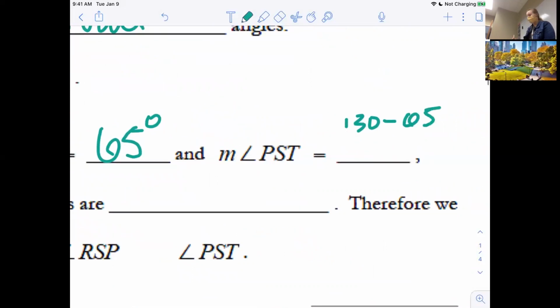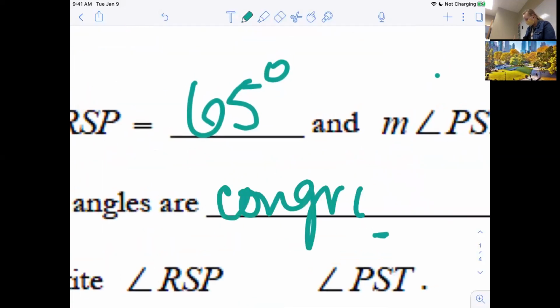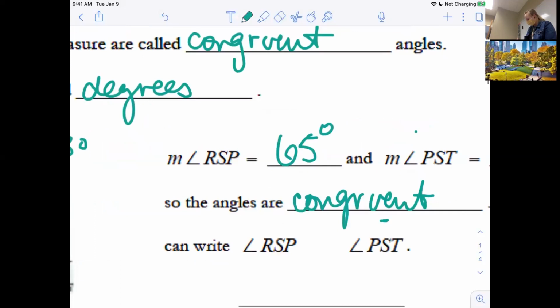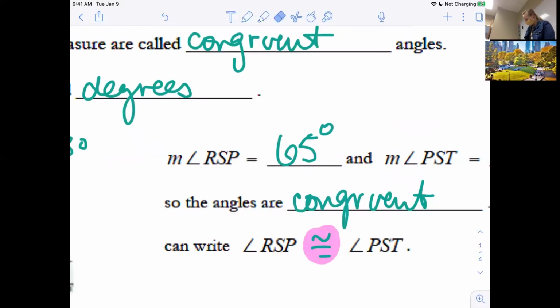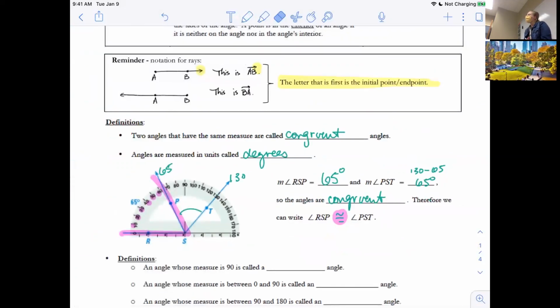Very good. If this is 65, then what do I know about these two angles? They're congruent. And so I can write that angle RSP is congruent to angle PST. We cool with that? All right, time for some rapid fire vocab because I think you know this all.